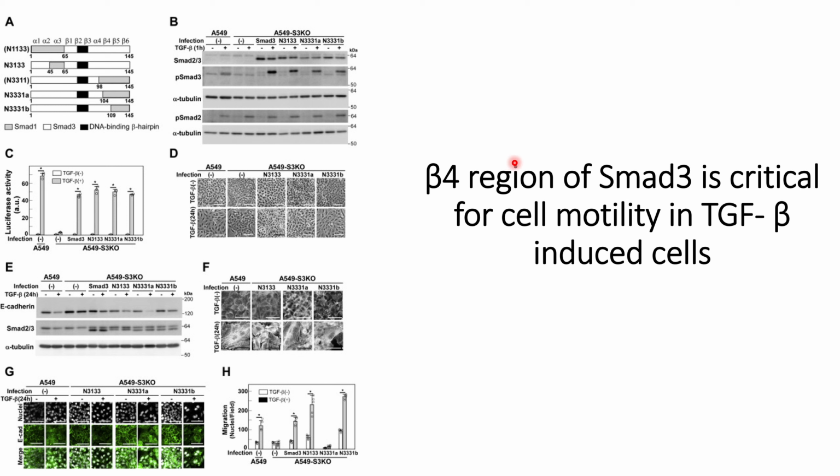So how they came to this point, we will discuss with the experimental results in this figure. In order to find out which region of Smad3 plays a role towards cell motility in TGF-β induced cells, they prepared mutants at different regions. They prepared mutations for the alpha 3 region, alpha 4 region, beta 4 region, and the points at which they made the mutations are shown here.